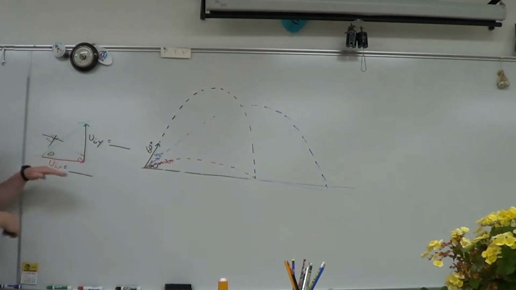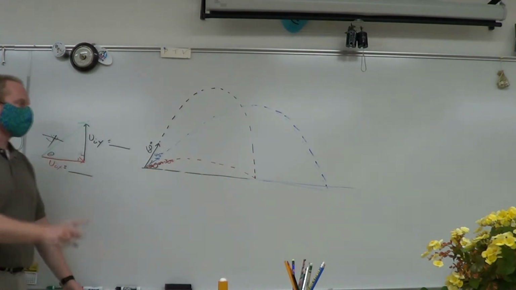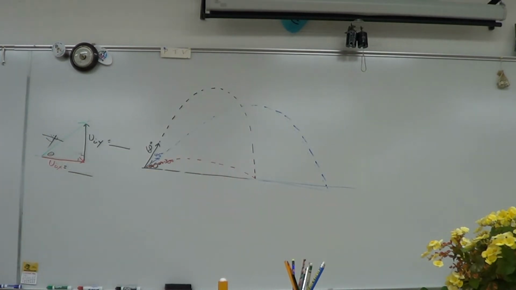At 30 degrees, I give it more VIX, so it's going to be going faster in that direction, but not as fast up, so it's not in the air as long, so it ends up there. Complementary angles will actually end up at the same point.